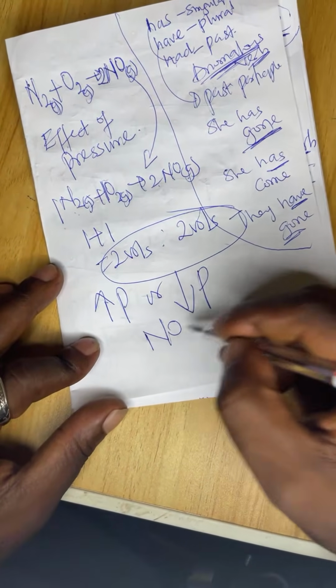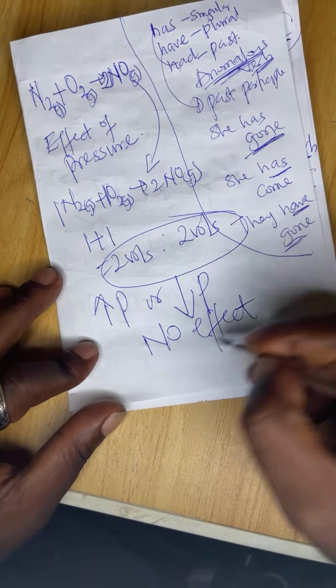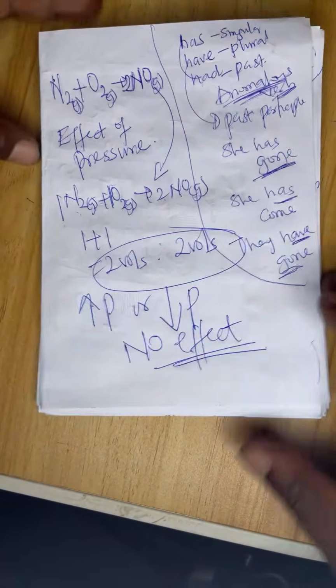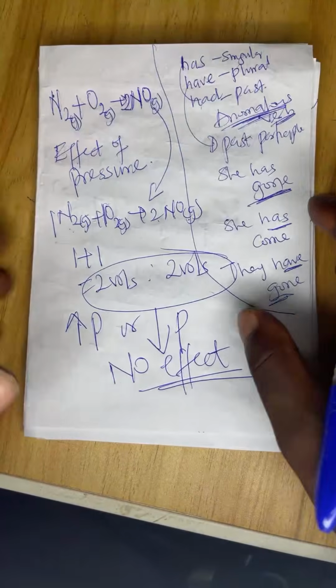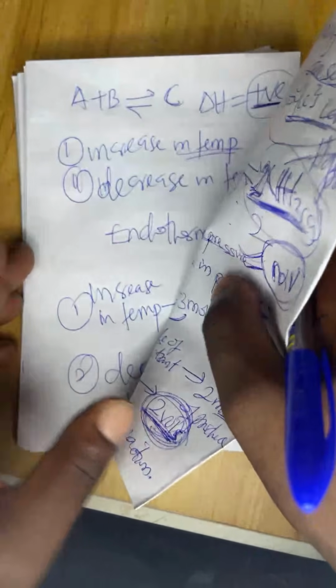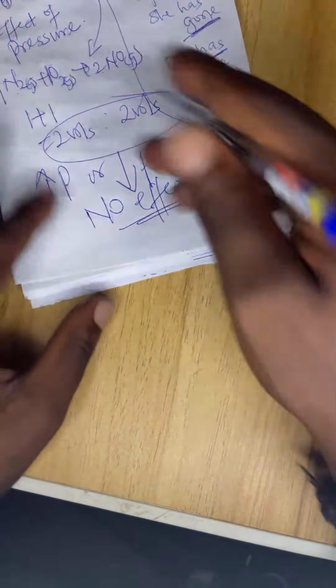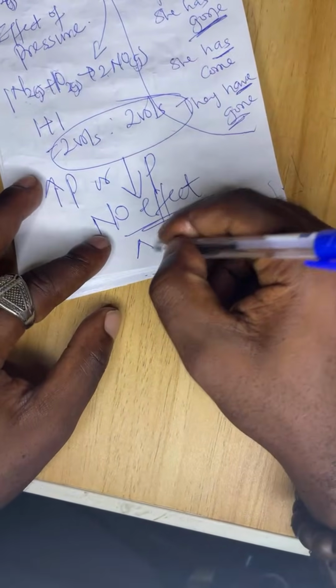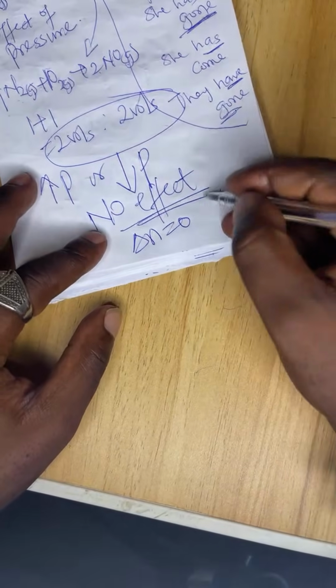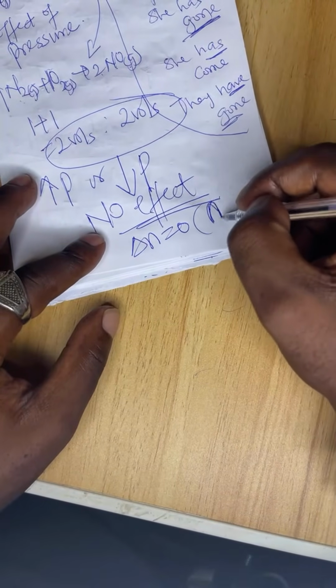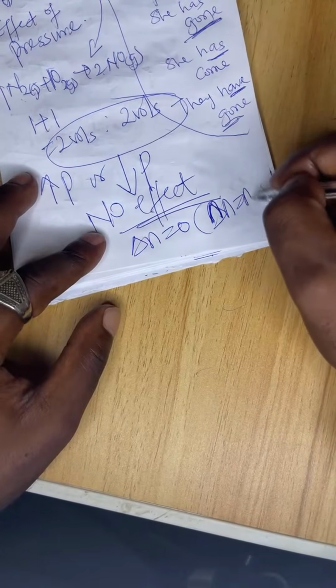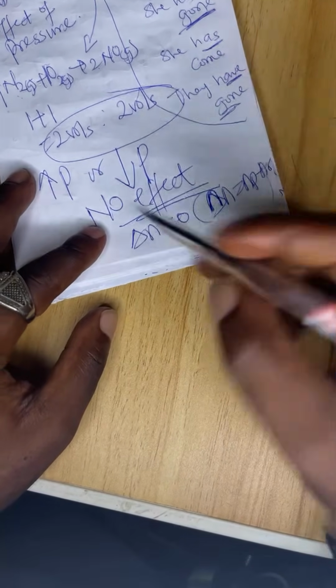No effect. This is a JAMB question. No effect. And another way that you can have no effect is when change in N equals 0. Because I already told you that change in N is NP minus NR.